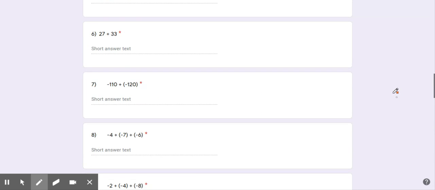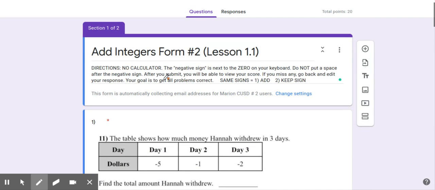So you'll click submit when you are done. Like the directions say, after you submit, you'll be able to view your score, and your goal is to get all the problems correct. So if you get them all correct, you're done. If not, there should be a button that says edit your response. You can click that button and go back in and fix the ones that you missed.